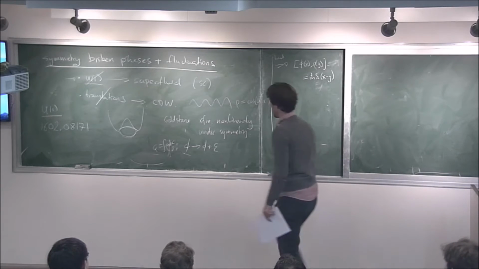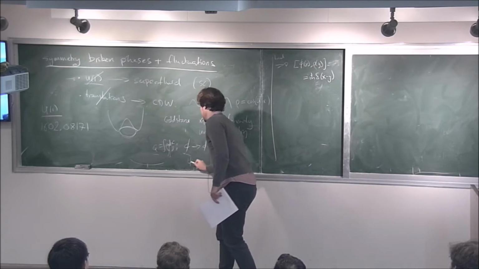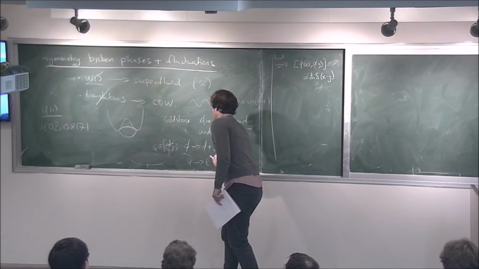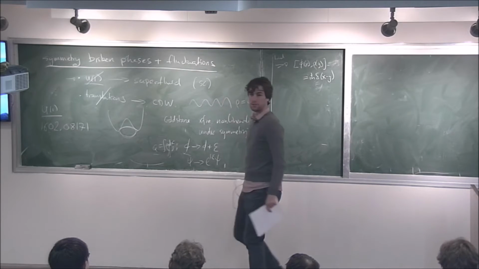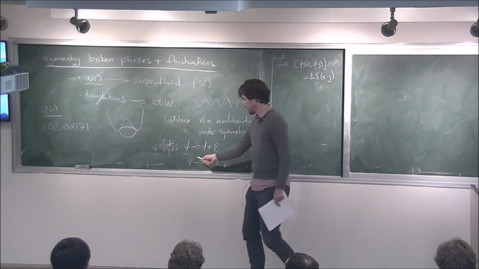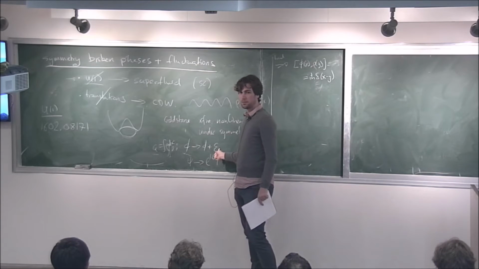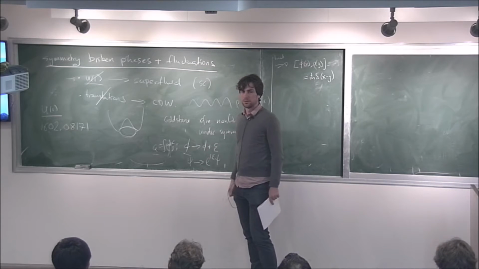So a linear transformation would be what? Some charge field psi would transform like e to the i epsilon psi. So this is a linear map. This is not a linear map. It's an affine map.